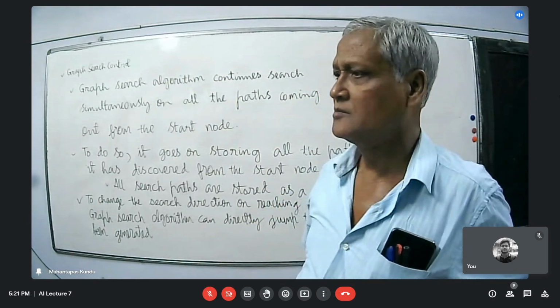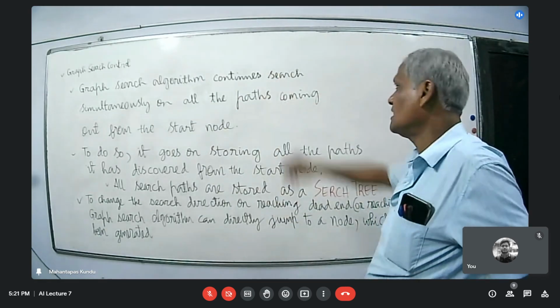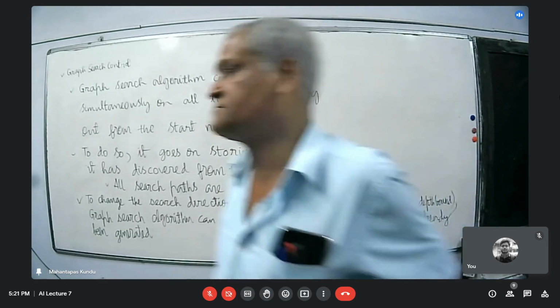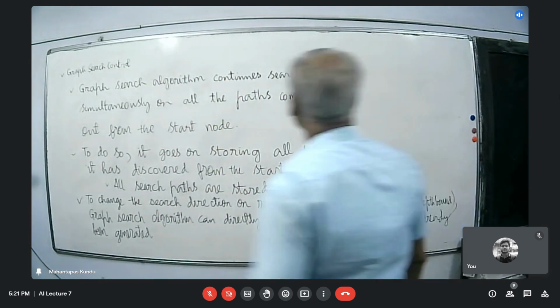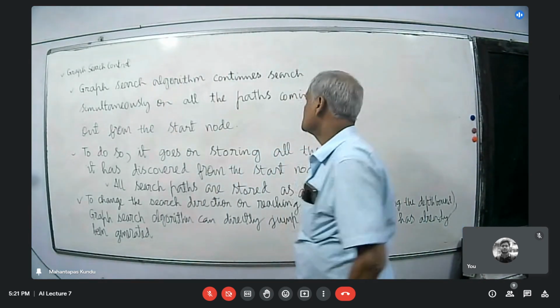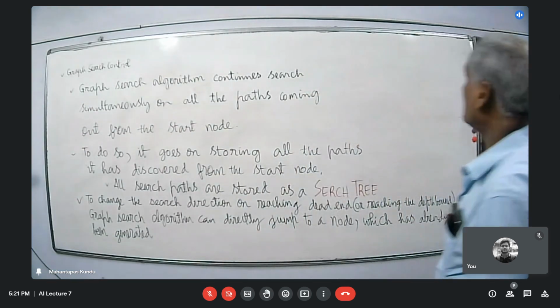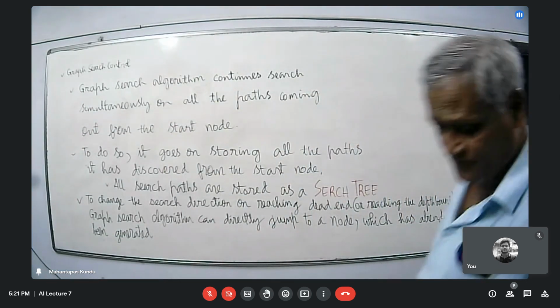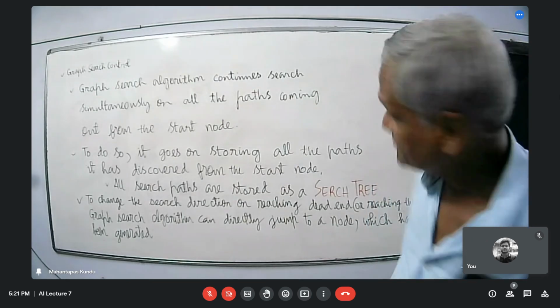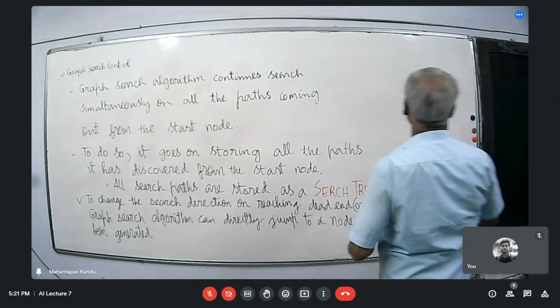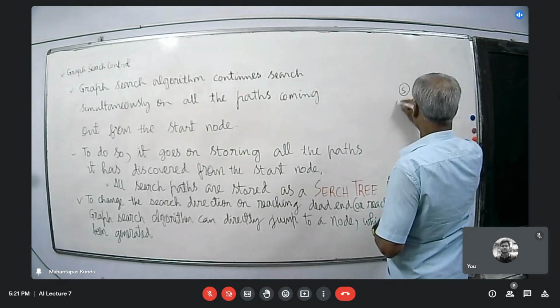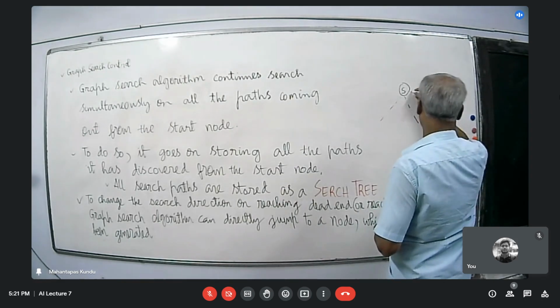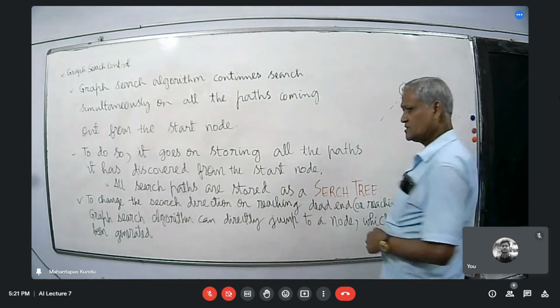Yes sir. Okay. So these are the major features of graph search control. Firstly, graph search algorithm continues search simultaneously on all the paths coming out from the start node. That is, if this is the start node S in the state space graph, there may be several paths coming out from this start node.